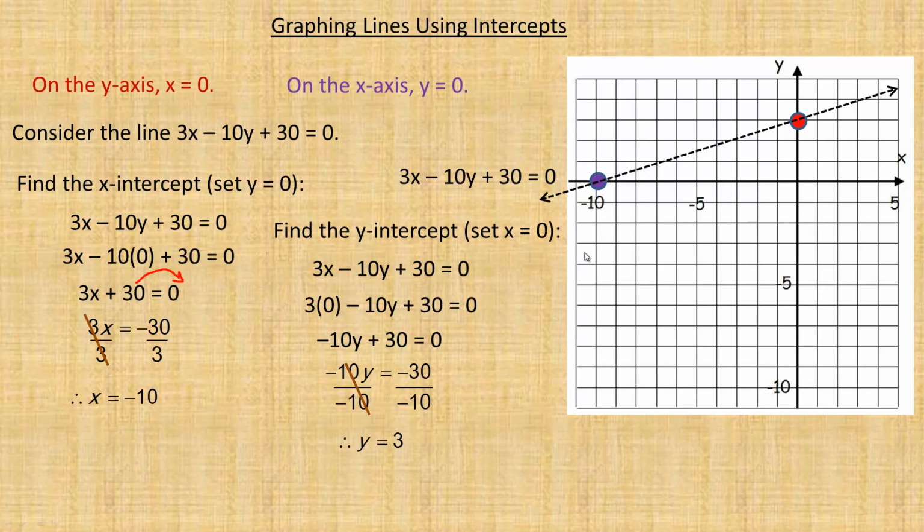So that's how you graph using intercepts. You put 0 in place of the other variable always. To find the x-intercept, you put 0 in place of y and solve for x. To find the y-intercept, you put 0 in place of x and solve for y. And that's the end of the video.